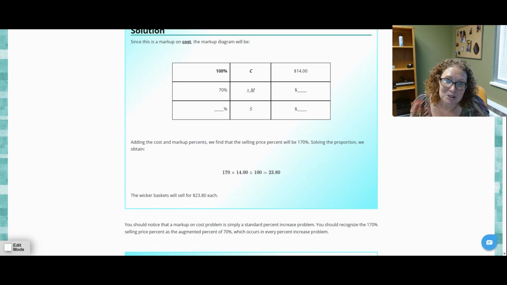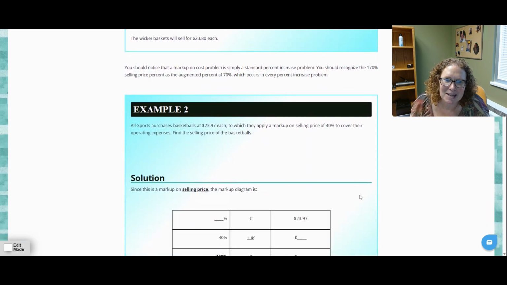Now, it's not asking for the markup in dollars in this question, but you could find that out now, because you can say 23.80 minus 14, and you're going to get the markup on the baskets.